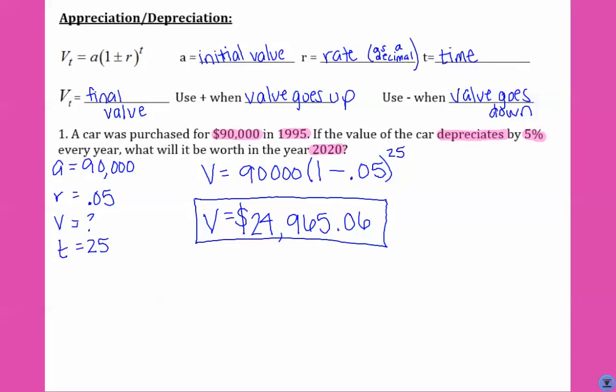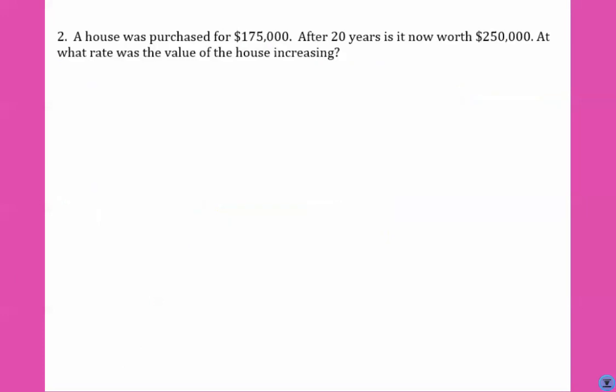All right, let's look at the next one. A house was purchased for $175,000. After 20 years, it is now worth $250,000. At what rate was the value of the house increasing? So our initial value is $175,000. Our final value is $250,000. Our time is 20, and our R is what we're looking for.